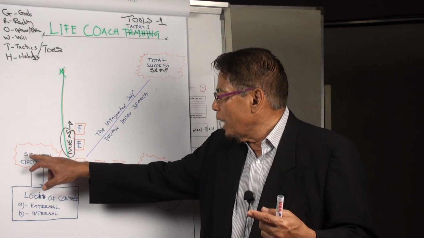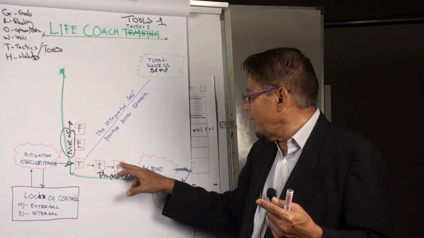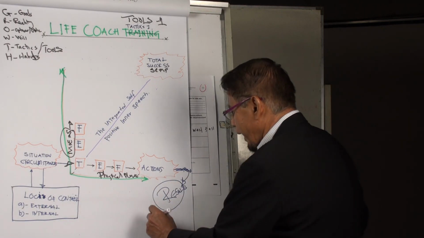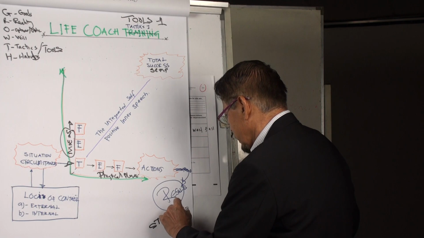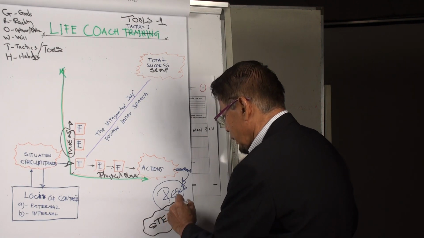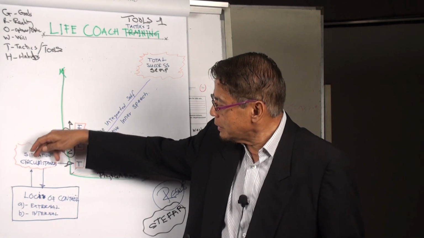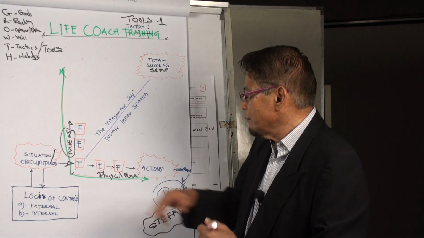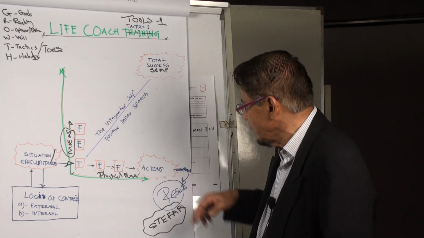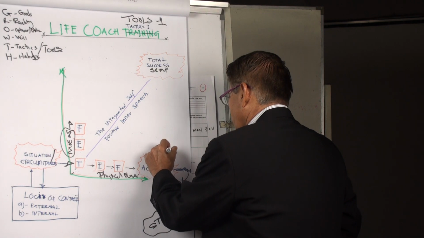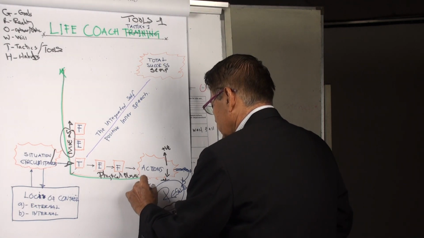So we have STEFAR. If you want an acronym, you can have STEFAR: S, T, E, F, A, R. This is the acronym. Your situation or circumstances will affect your thoughts. Your thoughts will affect your emotion. Your emotion will affect your feelings. Your feelings will then result in your action, whether positive or negative. And it will result in the result, whether positive or negative.